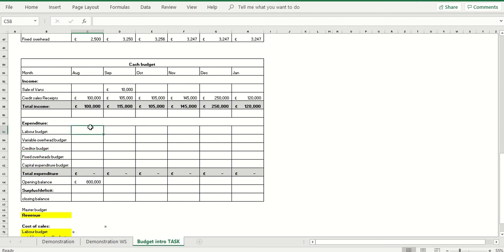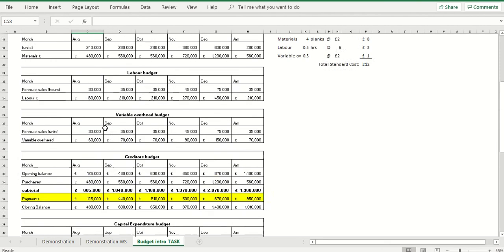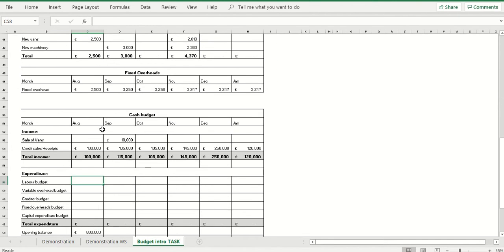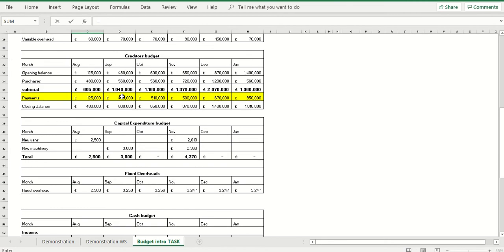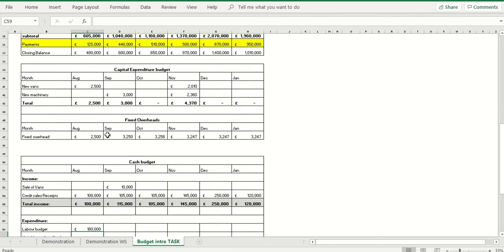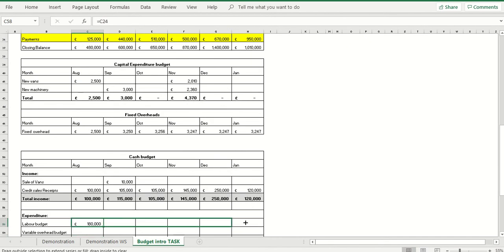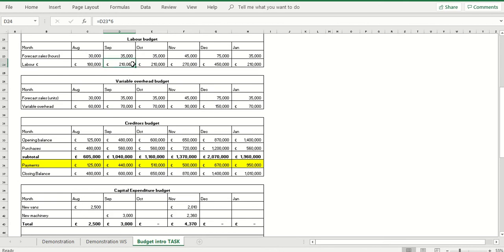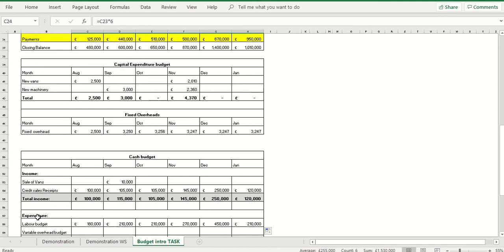So for the labor budget for August, if we go up to labor, we expect that we're going to spend £180,000 in August. So all I'm going to do is say that this cell is equal to our labor budget for August, £180,000. And I can now drag this across. So again, in September, we expect to pay out £210,000 in labor, because that's what our labor budget is saying up here. So basically copy that row down to here.